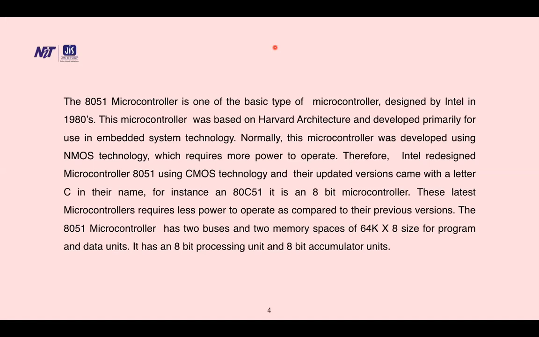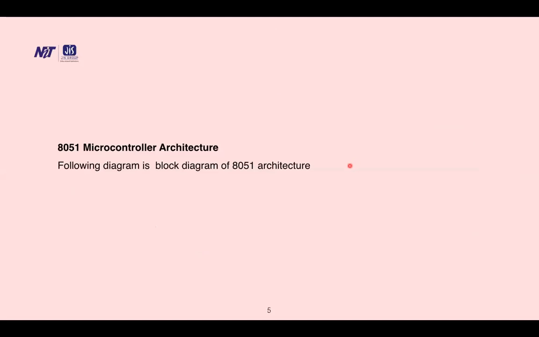For instance, the 80C51. It is an 8-bit microcontroller. These latest microcontrollers require less power to operate as compared to their previous versions. The 8051 microcontroller has two buses and two memory spaces of 64K x 8 size for program and data units. It has an 8-bit processing unit and an 8-bit accumulator unit. The 8051 microcontroller architecture is shown below.